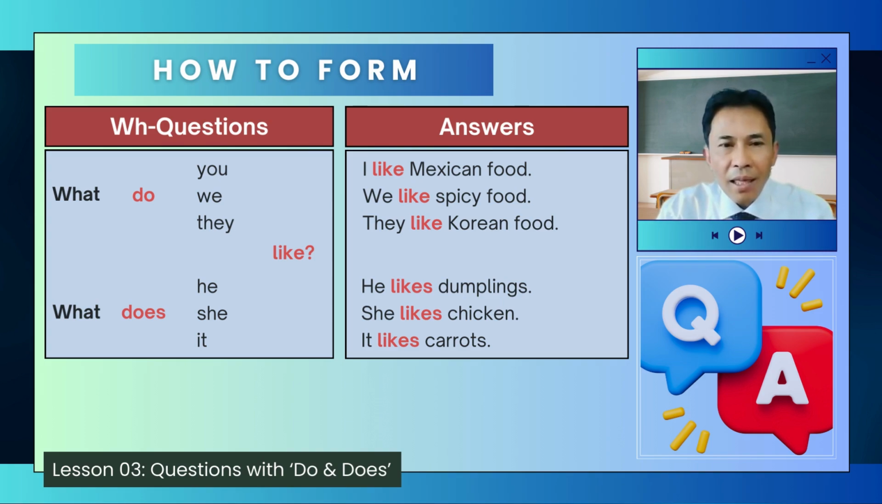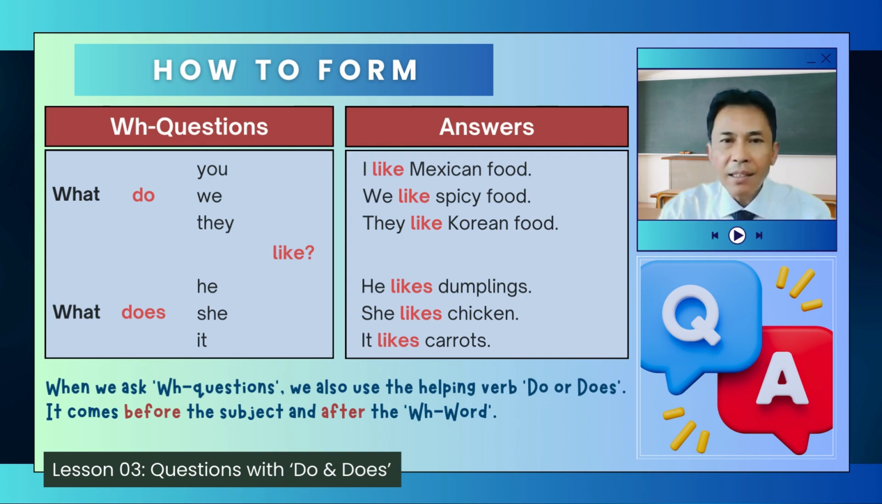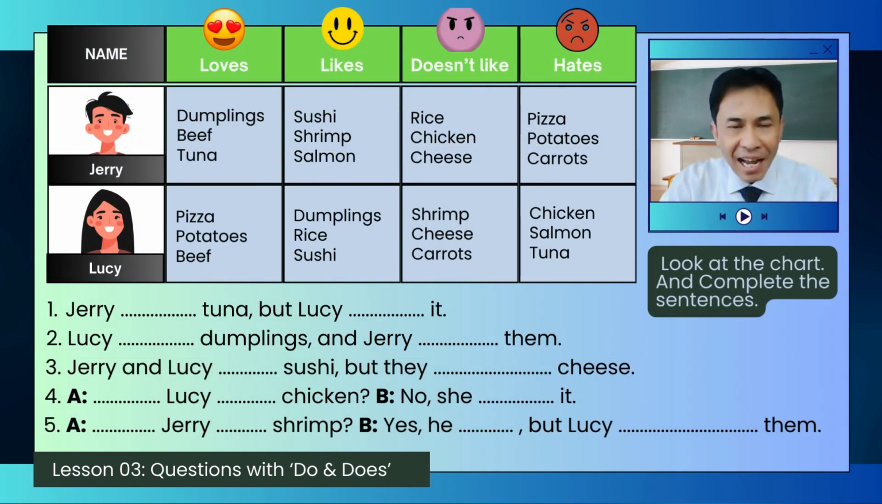Okay? But one thing you need to remember is when we ask WH questions, we also use the helping verb "do" or "does." It must come before the subject but after the WH word. Now it's time for a few activities. Look at the chart and complete the sentences about Jerry and Lucy. What do they love? What do they like? What don't they like? And what do they hate? For example, number one would be: Jerry loves tuna, but Lucy hates it.